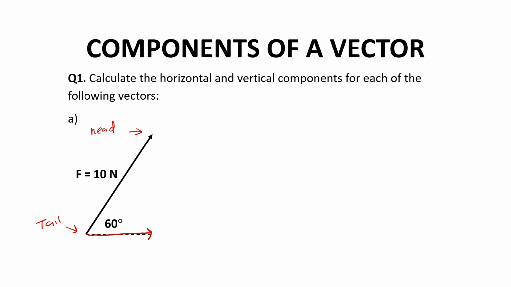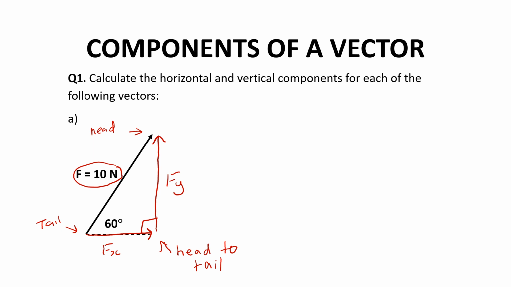If we want to create a right angle triangle, the direction of the vertical component must be upwards. Since the resultant vector is a force equal to 10 newtons, the horizontal component will be Fx and the vertical component will be Fy. As we can see, we have a right angle triangle, and the x and y components are connected from head to tail.